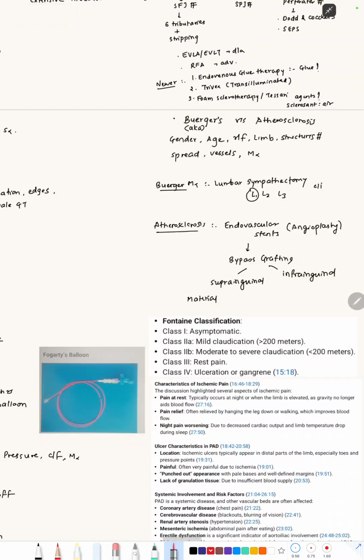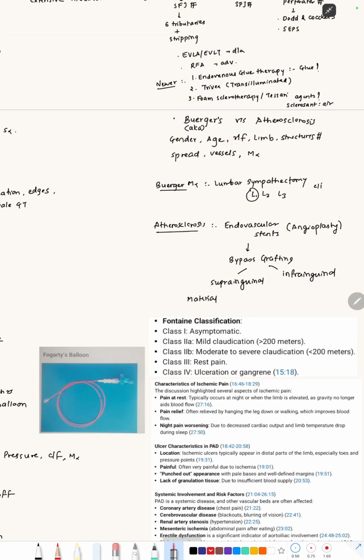Now the next is the chronic arterial occlusion. It is caused either because of Buerger's disease or atherosclerosis. What's the difference? Buerger's disease is also known as thromboangiitis obliterans. Now gender predilection. Buerger's disease is more common in males as compared to females, while atherosclerosis, very important, is equal in males as well as in females. Age group in Buerger's is the 3rd to 4th decade of life, while atherosclerosis is found in more than the 5th decade of life.